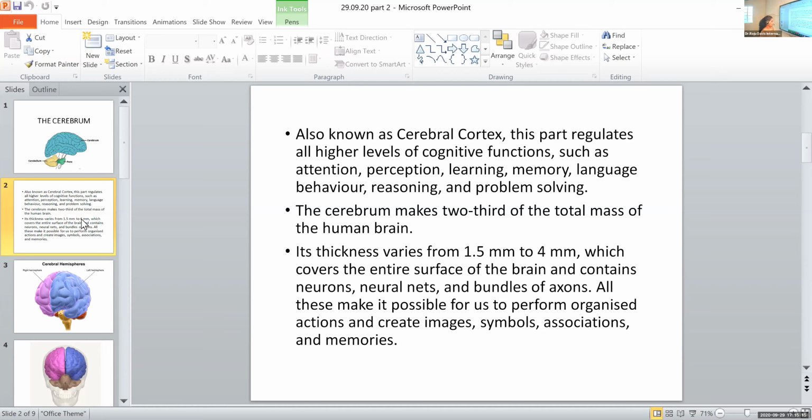All these make it possible for us to perform organized actions and create images, symbols, associations, and memories. So all the cognitive functions are mainly dealt with by the cerebrum or cerebral cortex. The cerebrum has lots of networks of neurons, nerves, bundles of axons, and neural nets, which are small structures formed by these neural connections. All these things together perform the whole functions. It helps to organize our actions and behaviors, coordinate different movements, and create images, symbols, associations, and also memories. And we are going to learn about the two hemispheres.